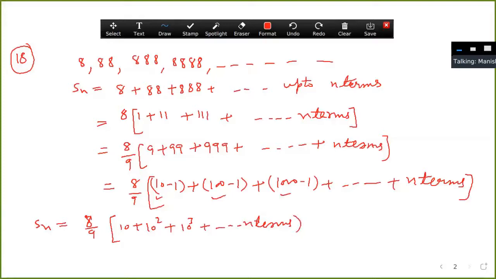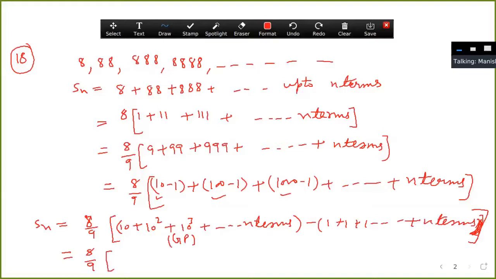This is the first group. And the second term of the group is what? 1, taking minus common: 1 plus 1 plus 1 up to n terms. Now, what is the next? That is 8 upon 9. And you can see here 10, 10 square, 10 cube. When you get the ratio of the terms, this is a GP.